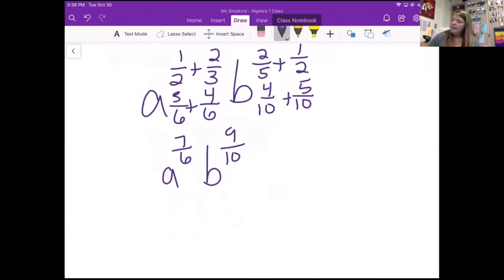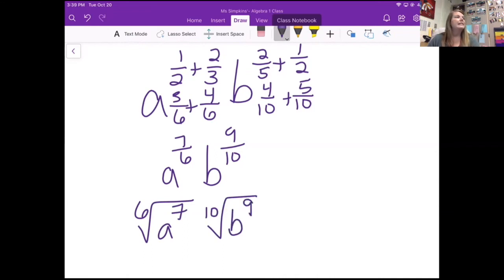I didn't ask you to do this, but if you were asked to write that in radical form, the A would be the 6th root of A to the 7th power. And the B would be the 10th root of B to the 9th power. Again, I didn't ask you to do that. I just want to make sure that that's a little bit familiar.